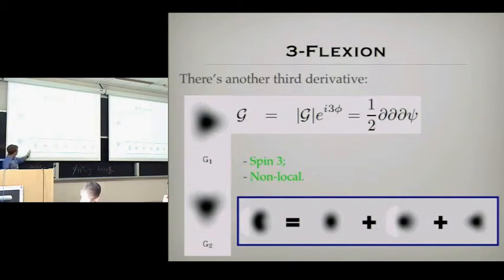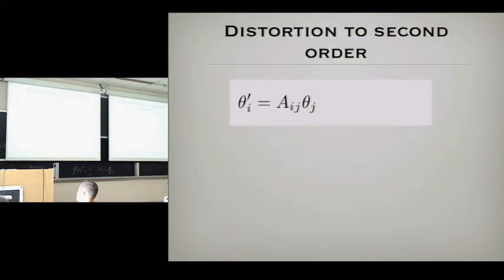So now we can say what an arc is. In the weak lensing regime, it's simply a shear object plus a little bit of the 1 flexion plus a little bit of the 3 flexion. So back to theta prime equals A theta. What does this do? How can we write this?